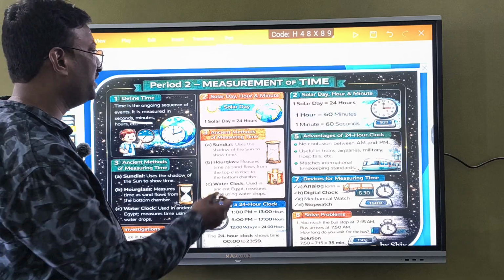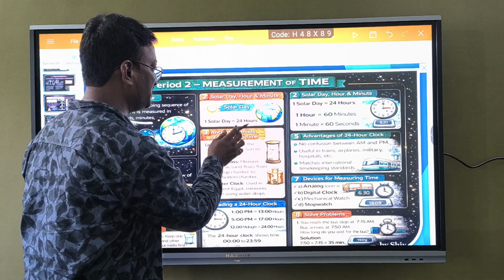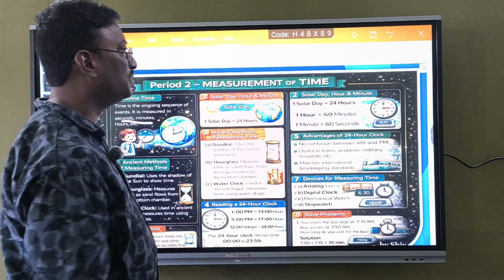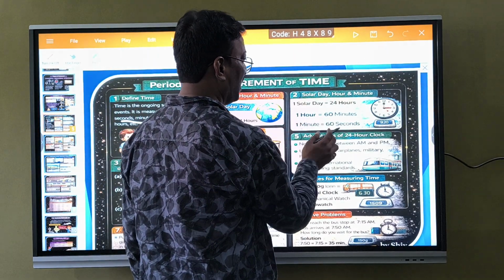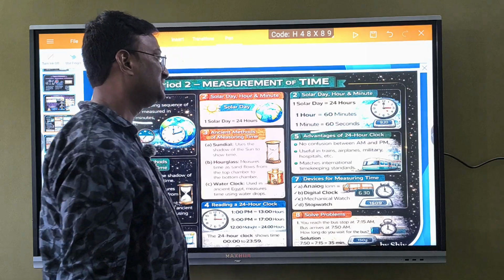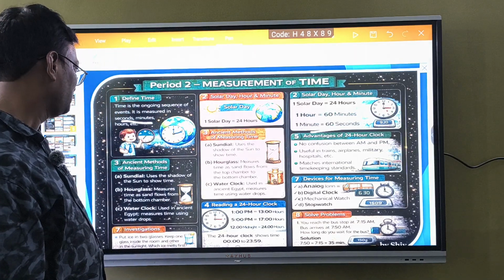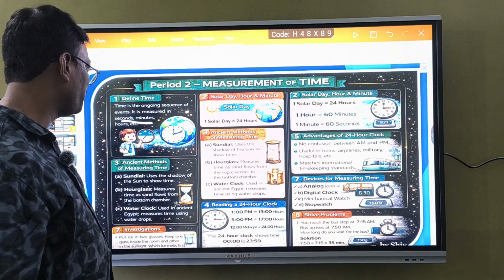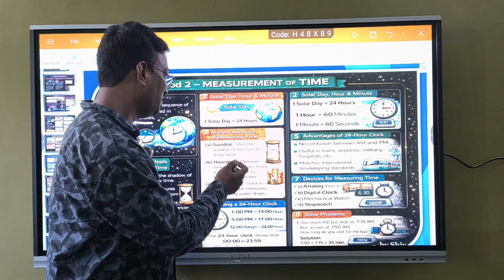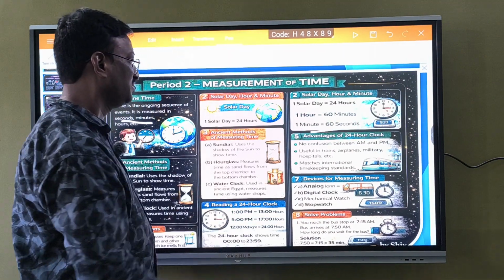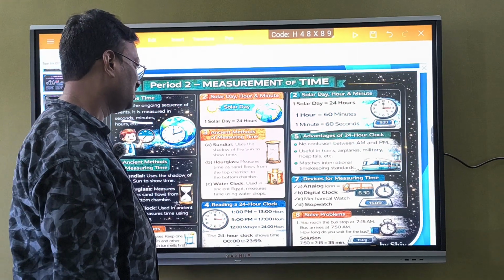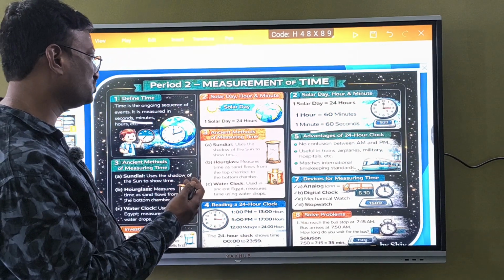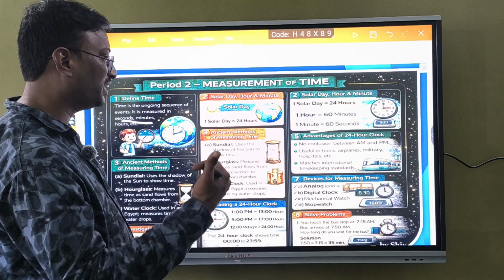And solar day, hour, minute. 1 solar day is equal to 24 hours. 1 hour is equal to 60 minutes and 1 minute is equal to 60 seconds. Next, ancient methods of measuring. Sundial uses the shadow of the sun in order to measure the time in olden days. Hourglass measures the time as sand flows from the top chamber to the bottom chamber.